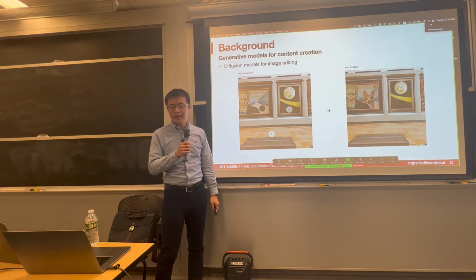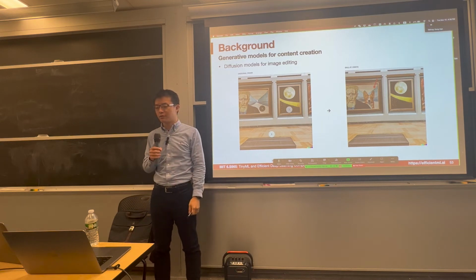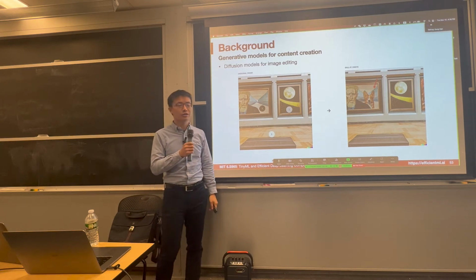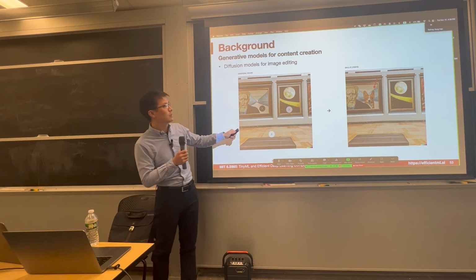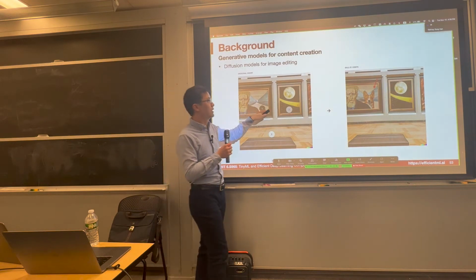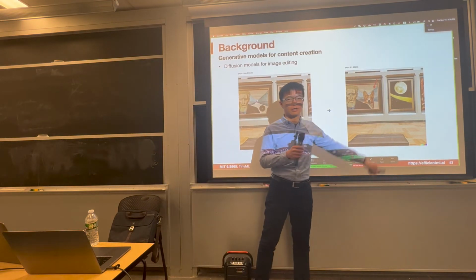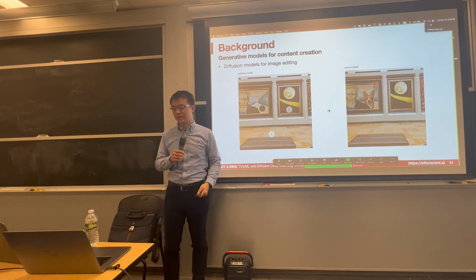And recently, diffusion models, apart from the GAN models, are becoming another popular branch for image synthesis and photo editing, right? So here, let's see. We're actually inserting a new dog in the image, but you can hardly tell this is something generated by the computer.